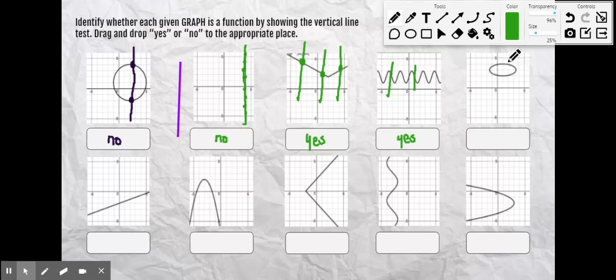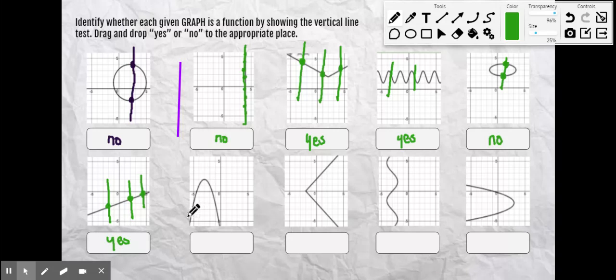Here we have an oval. If I draw a vertical line through, you can see that 2 points of intersection telling me that oval is not, no, that is not a function. Here we have a straight line that is increasing. If I draw a vertical line through here, all of my vertical lines would just intersect at one location. Therefore, yes, this straight line does represent a function.